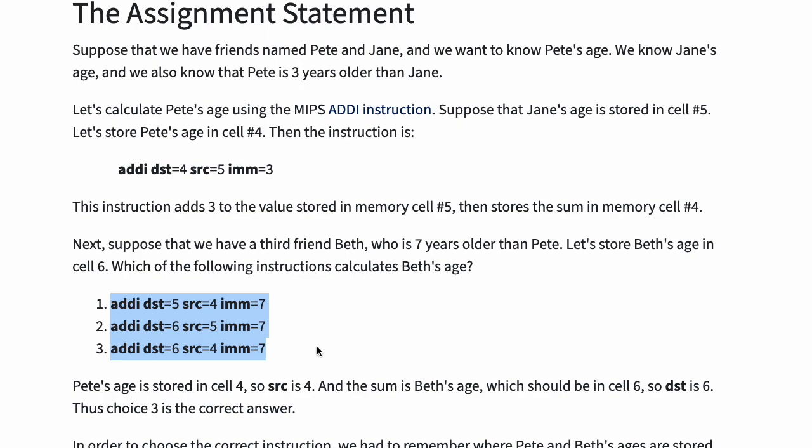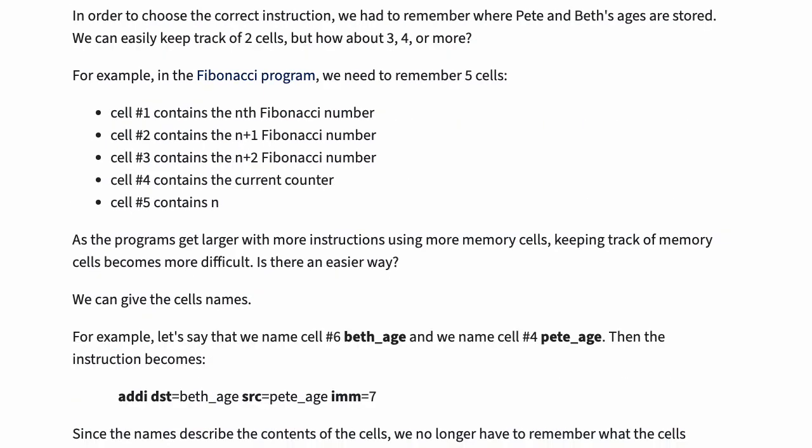Pete's age is stored in cell 4, so SRC is 4. And the sum is Beth's age, which should be in cell 6, so DST is 6. Thus, choice 3 is the correct answer. In order to choose the correct instruction, we had to remember where Pete and Beth's ages are stored.